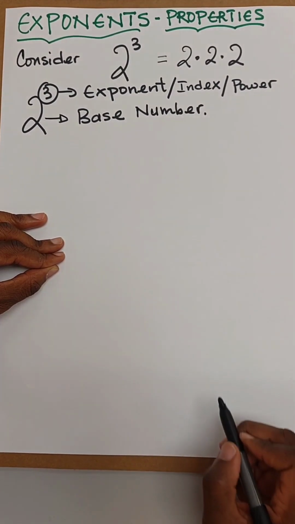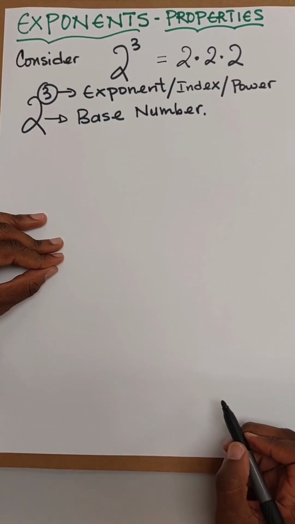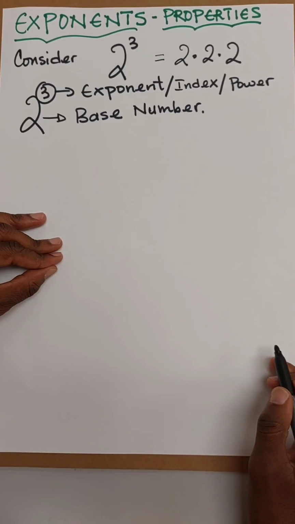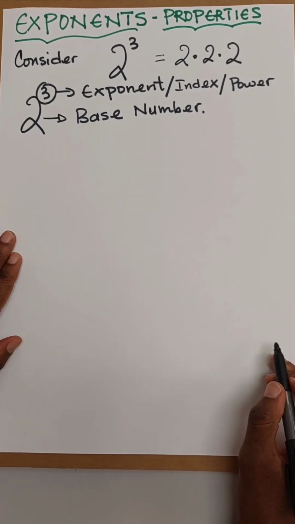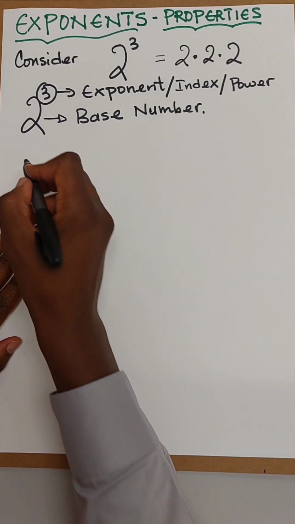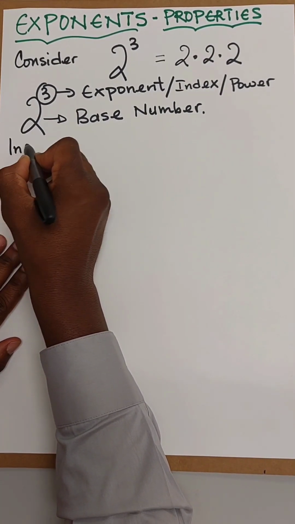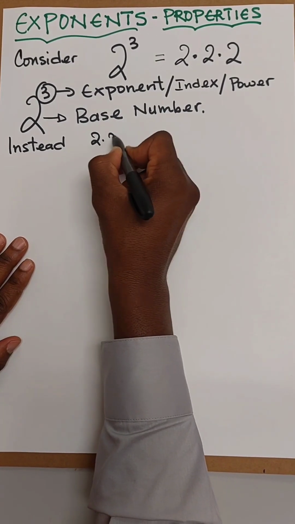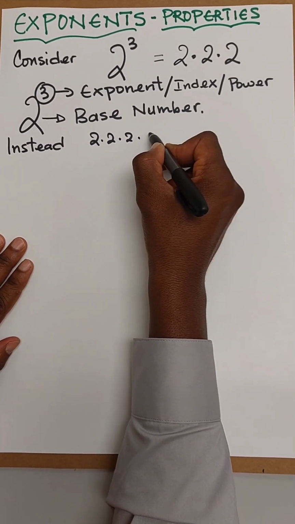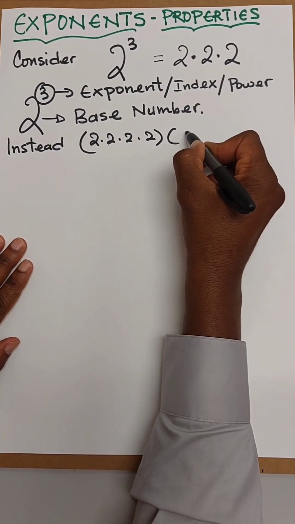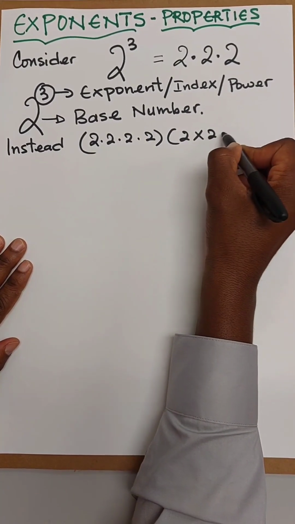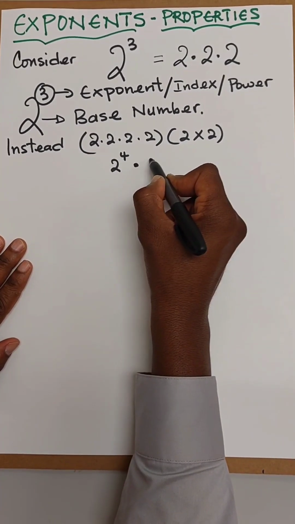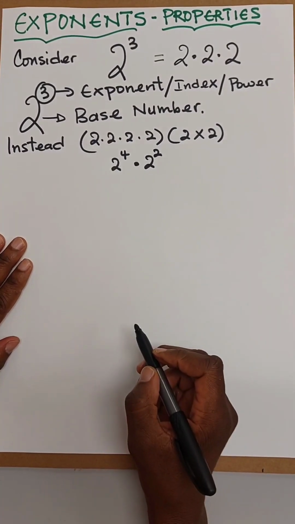Writing numbers in exponent form is just a shorter way of writing numbers so that we can work with them when we simplify algebraic expressions. For example, instead of saying 2 times 2 times 2 times 2, then times 2 times 2, we will write it for short as 2 to the exponent of 4 times 2 to the exponent of 2.